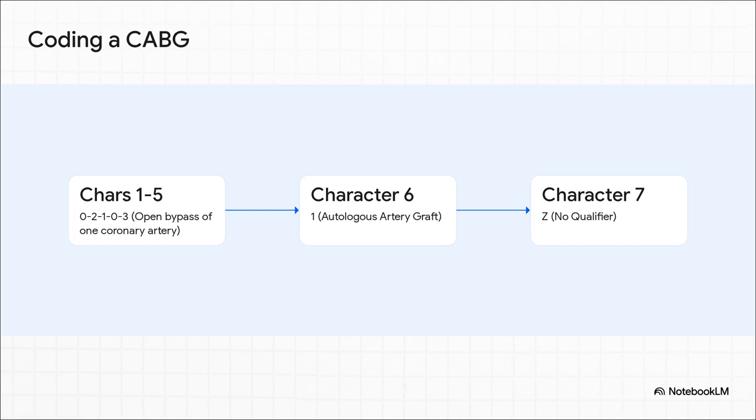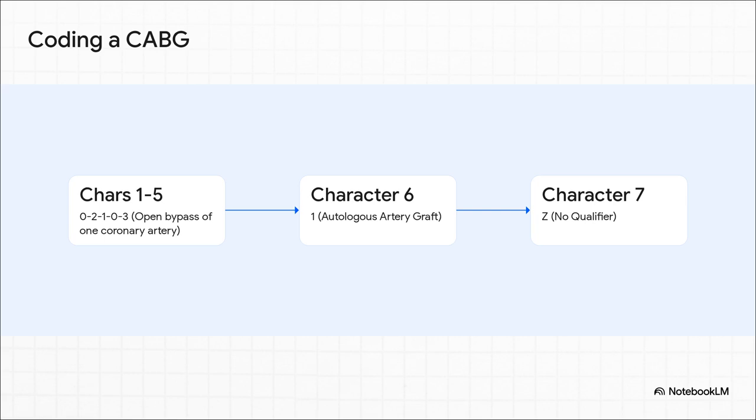Step 1, characters 1 through 5. We're in medical and surgical, which gives us 0. Heart and great vessels is 2. The root operation bypass is 1. The body part is coronary artery one site, which is 0. And the approach is open, which gives us a 3. So that's 0, 2, 1, 0, 3.